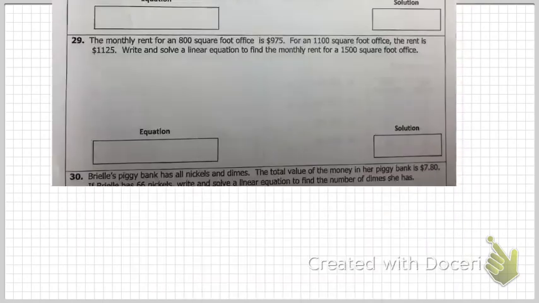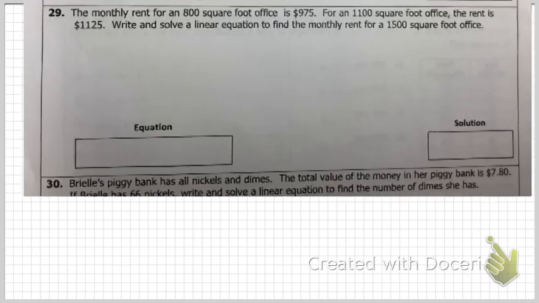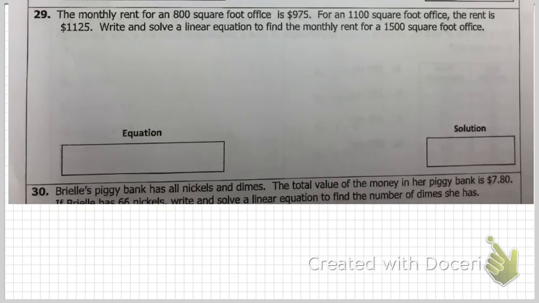29. Ooh, we're talking about rent? Some real world stuff right here. Okay, so let's go over what information we know. What is this right here? 800 square feet is 975. What is that in terms of the line? That's a point, so I'm going to write down my point.